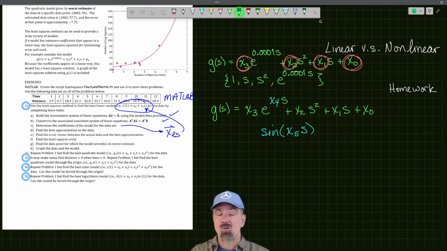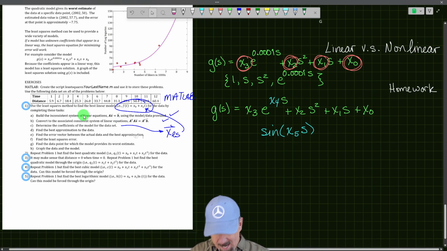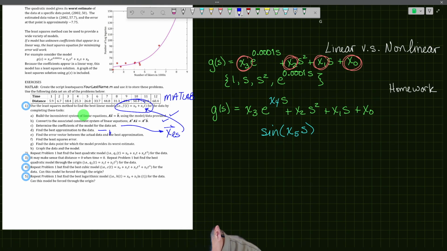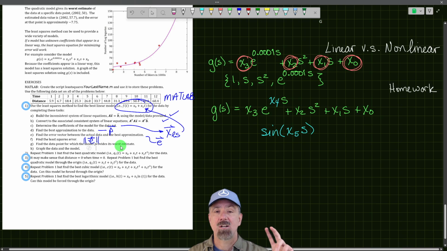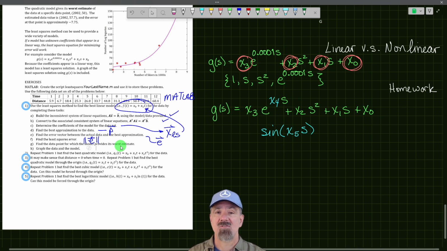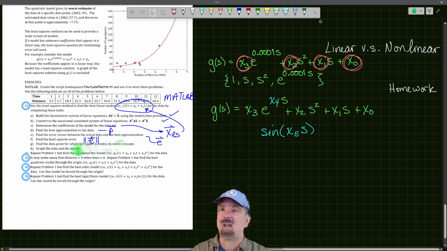Now we have the model, we have the ability to graph the model. We have the ability to directly compare it against the data. We have all of that. Once we have the model, we're going to find the projection vector, which is our best approximation. We're going to find the error vector. We're going to find the least squares error, which is the magnitude of our error vector. And then we're going to find where we have our worst estimate by looking at the error vector itself and figuring out where its largest value is in absolute value. And then finally graph the data and the model.